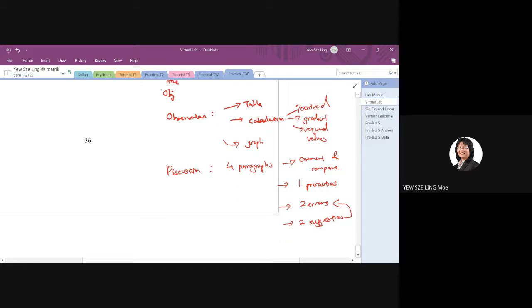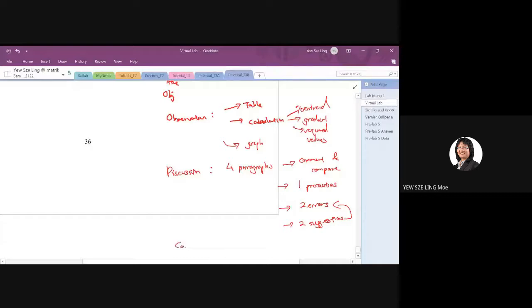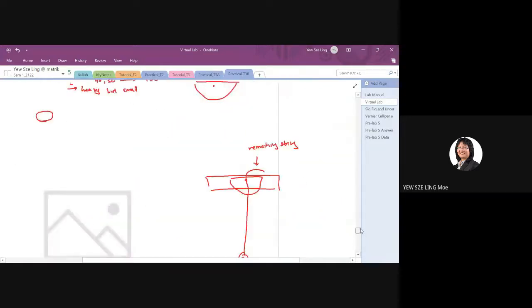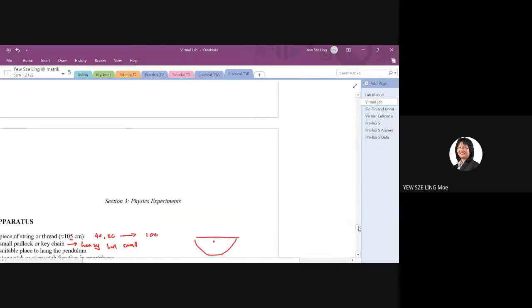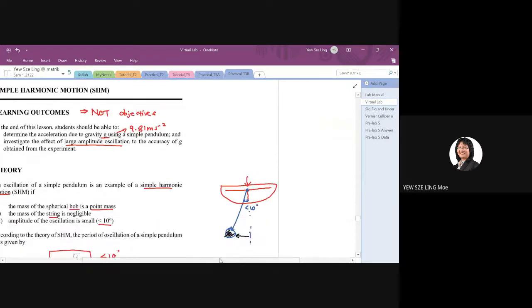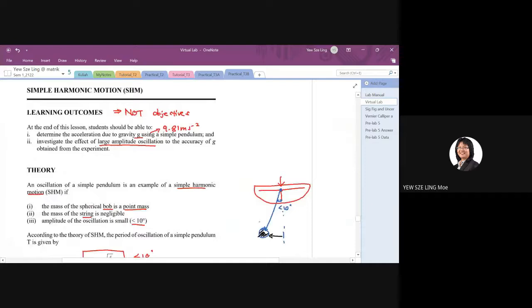So after discussion, then conclusions. Again, conclusion just refers to the objective and then answers your objective. So that marks the end of experiment 5. I think it shouldn't be an issue for you because it's a very simple experiment and it doesn't involve a lot of technology, like your experiment on freeform motion. Now one more thing.